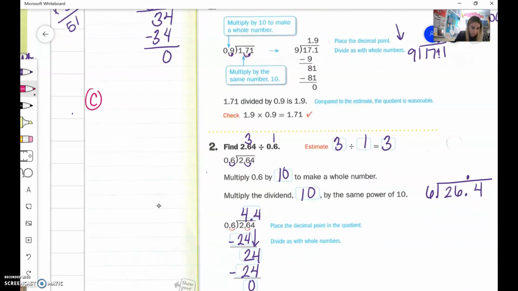So C is 0.0063 divided by 0.007. Wow, look at all these. Okay, so I know this is my divisor, so I know I'm going to move it over 3 spots. 1, 2, 3. That's going to be my whole number on my divisor. Since I multiplied it by powers of ten, I really multiplied it by 1,000. So now I'm going to multiply this by 1,000, which is the same as moving over 3 places.